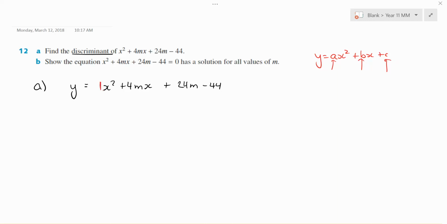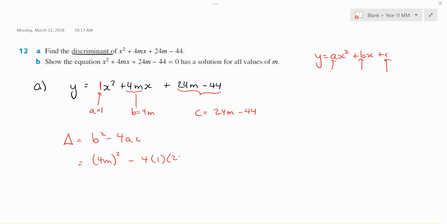So I can see here that 1, even though we don't write it, is my a value. B is what you're multiplying to x, which is 4m. And c is 24m minus 44, because that doesn't have an x in it at all, yeah? So the discriminant, which is given by b squared minus 4ac, can be simplified to 4m squared minus 4 times 1 times 24m minus 44, which gives you 16m squared, and that's minus 4.